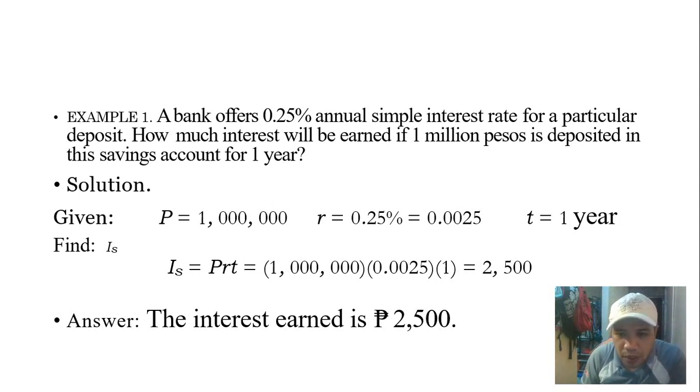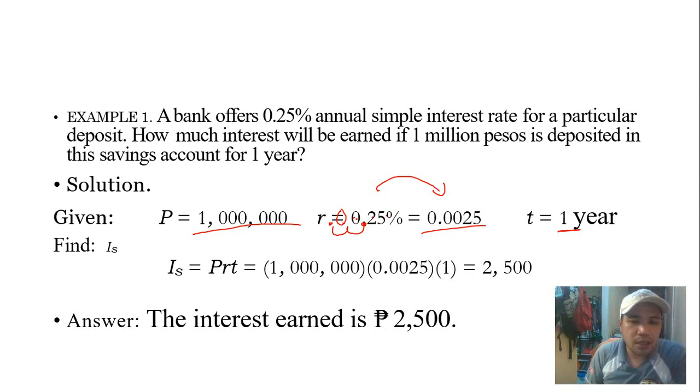So, the 0.25%, here is the decimal point, let's convert the percent to decimal. So, 1, 2. And that gives us 0.0025. Okay, so given is 1 million pesos, the rate is 0.0025, and the time in years is 1.